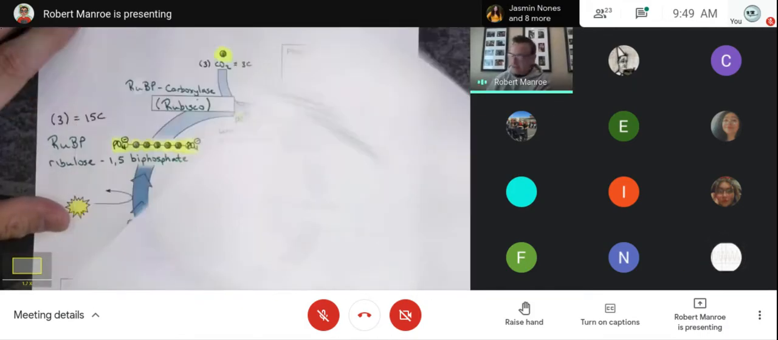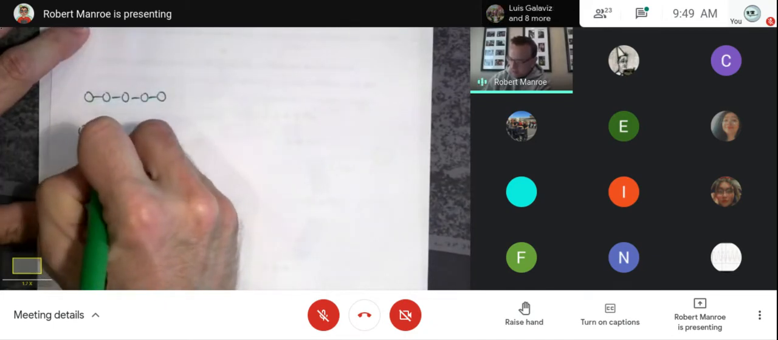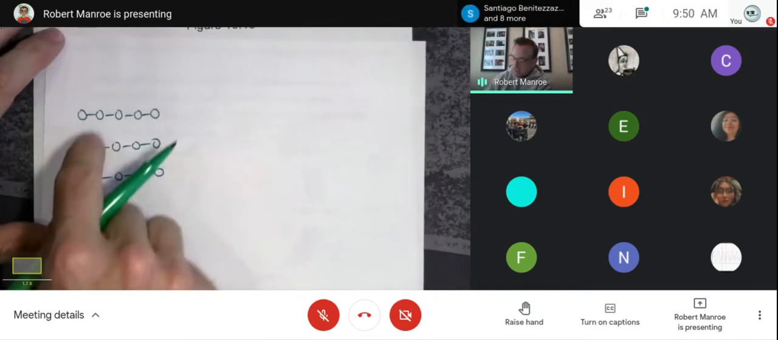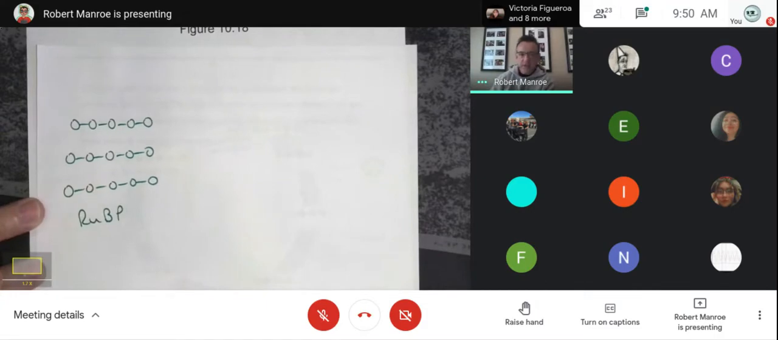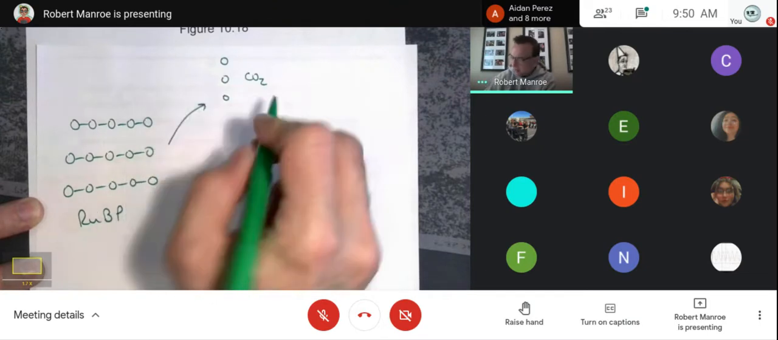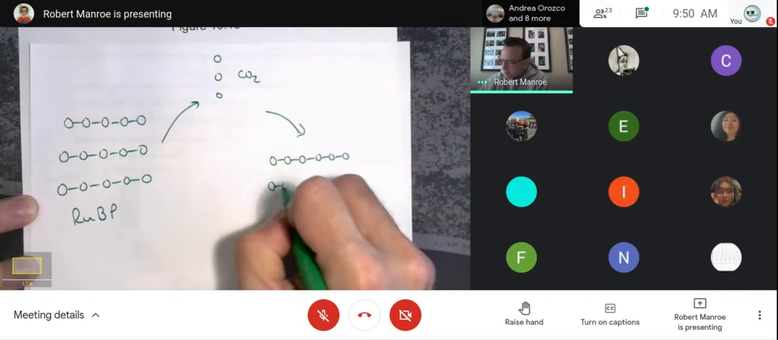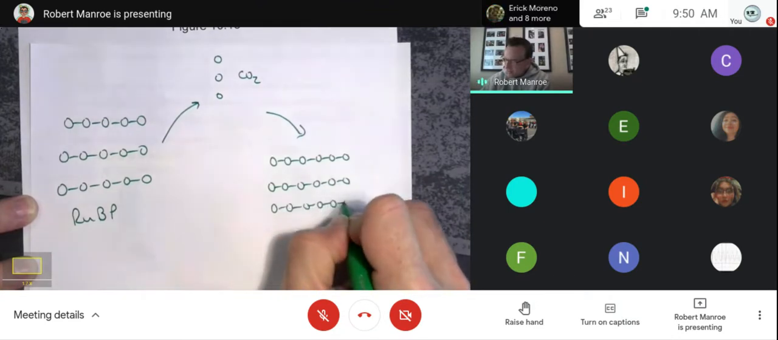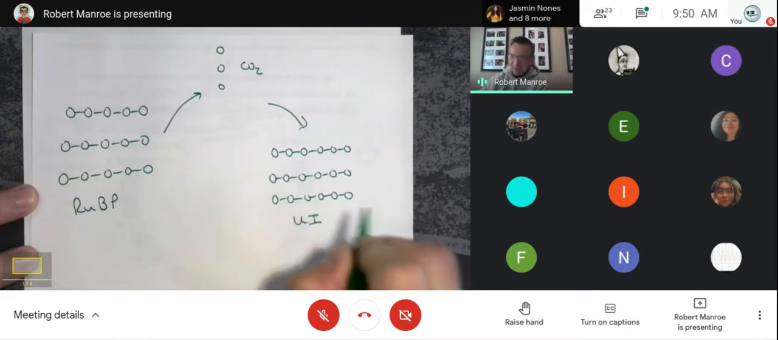Here it is. I drew 4. Let's do this. 1, 2, 3, 4, 5. 1, 2, 3, 4, 5. 1, 2, 3, 4, 5. You get 3 RUBPs, like such. You then have 3 separate CO2s, which then gives you 1, 2, 3, 4, 5, 6, and you end up with 6 unstable intermediates.